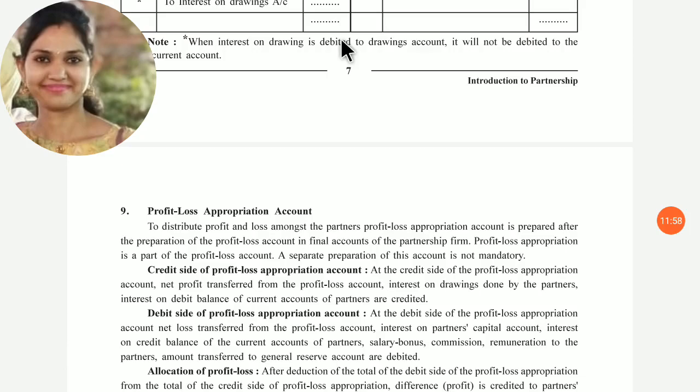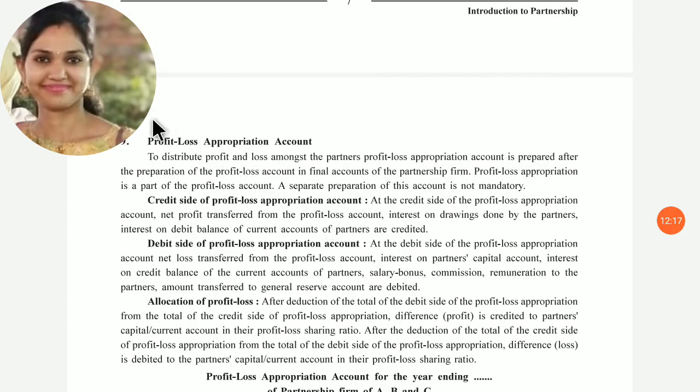Fourth, partners' capital or current account. And fifth is the balance sheet. It means we have to prepare 2 additional new accounts, that is the profit and loss appropriation account and the partners' capital or current account. Now what is a profit and loss appropriation account?